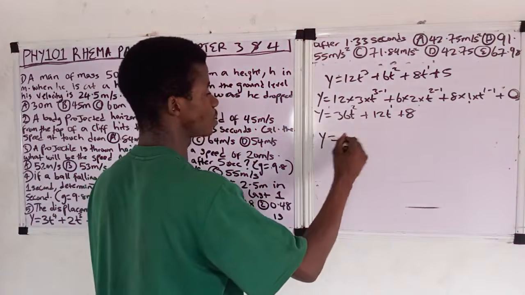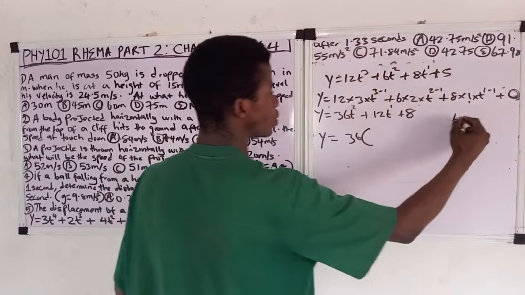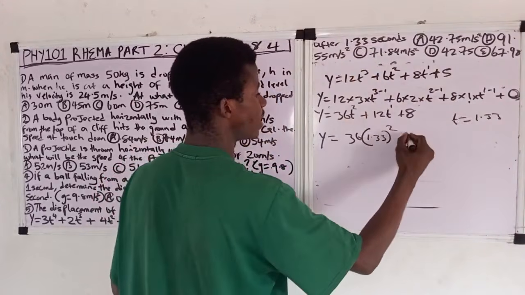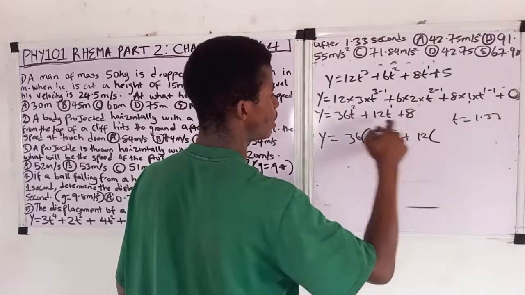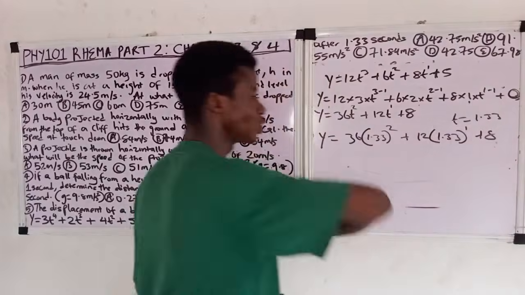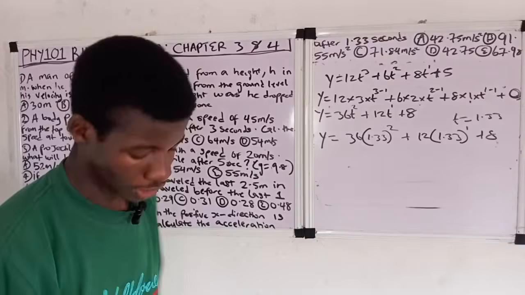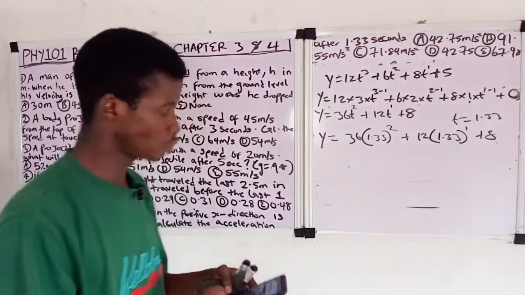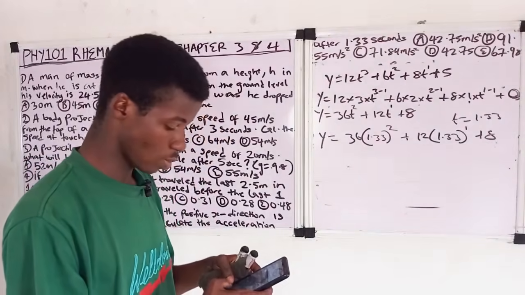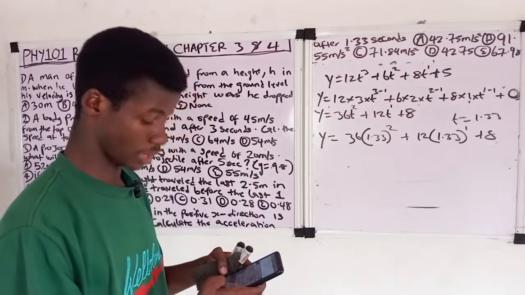So y will be equal to 36 bracket open, t is 1.33, so time is 1.33 all squared. Then plus 12 bracket open, t is 1.33, all raised to power 1. Then plus 8. So let's do it with our calculator to get our acceleration. It will be 36 bracket open, 1.33 bracket close, then plus 12 bracket open, 1.33 bracket close, then plus 8.